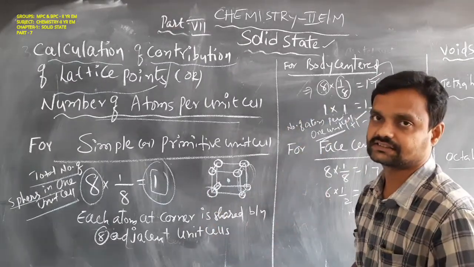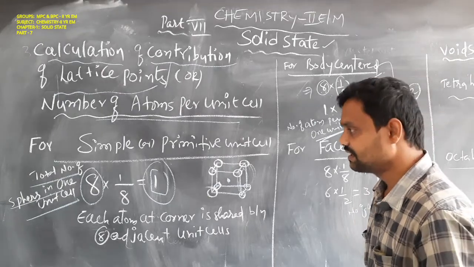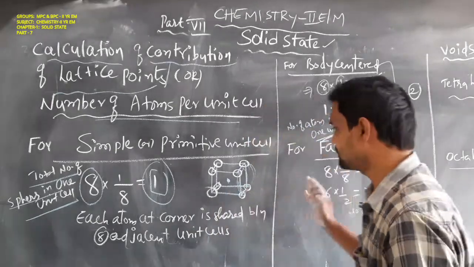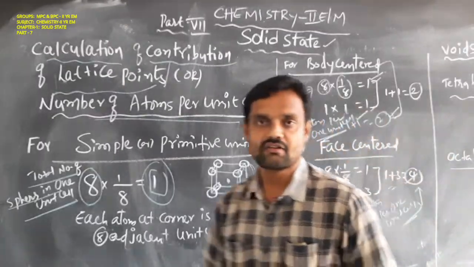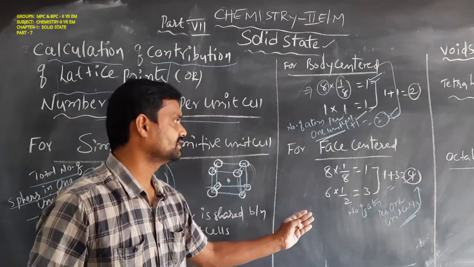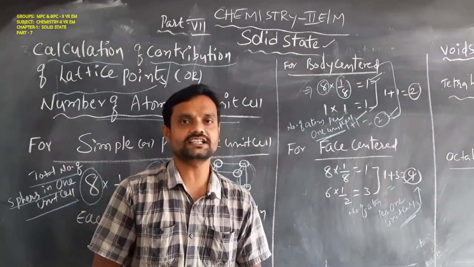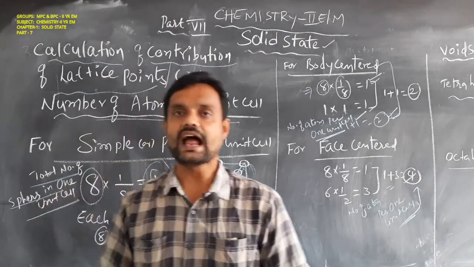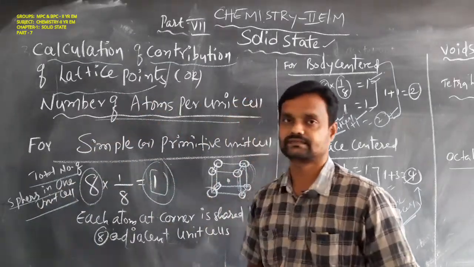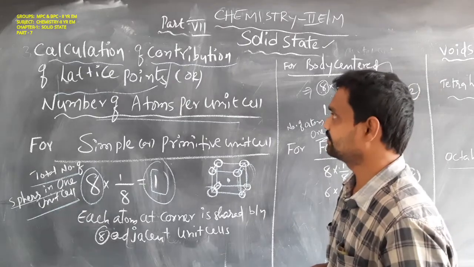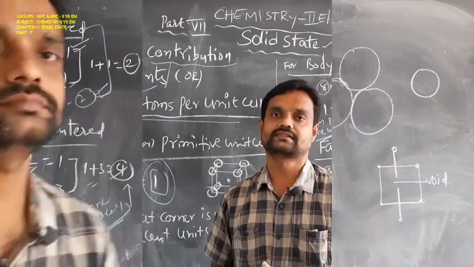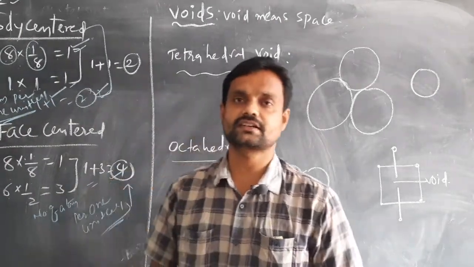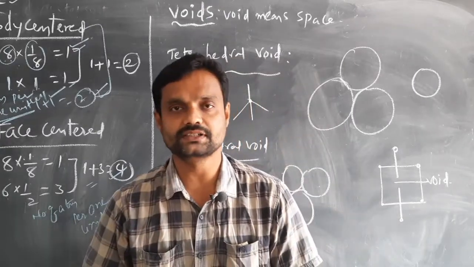Similarly, for body centered, the total number of atoms in one unit cell is 1 plus 1, that is 2. For the face centered cubic unit cell, the total number of atoms in one unit cell is 1 plus 3, that is equal to 4. So this is the calculation of the total number of atoms in one unit cell, or nothing but the calculation of the contribution of lattice points.